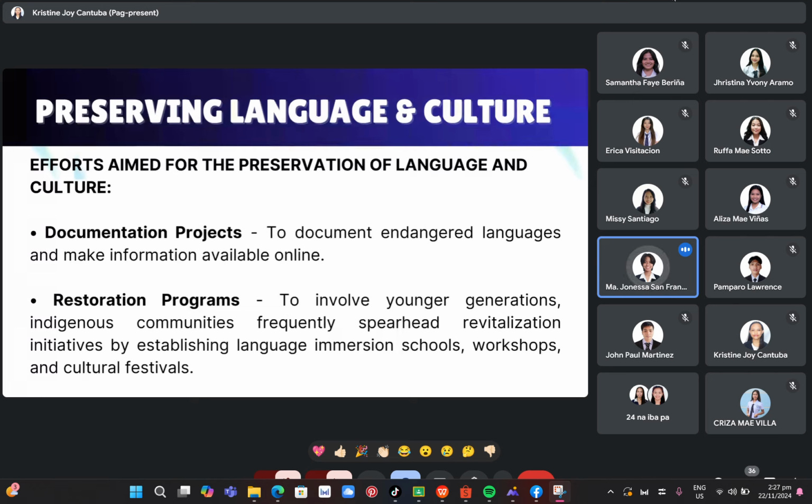There are efforts aimed at the preservation of language and culture. Number one is documentation projects, to document endangered languages and make information available. But in these modern days, the internet can be a good way of documenting language. For example, the websites that we see when we Google something, and even the apps that we use when we are learning a language, Duolingo, for instance, and even social media.